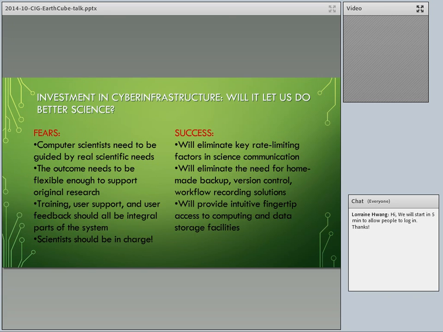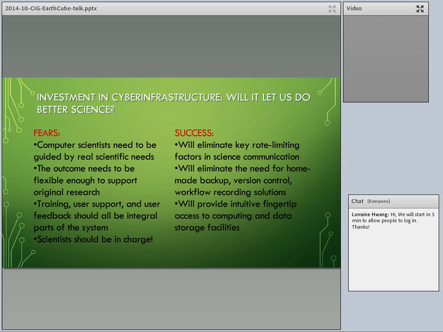Now, assuming that we succeed, the vision of success is actually very reassuring, because cyber infrastructure will focus on eliminating the bottlenecks that we are currently facing, and it will eliminate the need for the pain that we're experiencing in doing all those chores that we have to be doing to maintain our data and our software in a usable state and shape. It will provide intuitive fingertip access to all kinds of facilities and data, and possibly even provide new understanding and research opportunities.